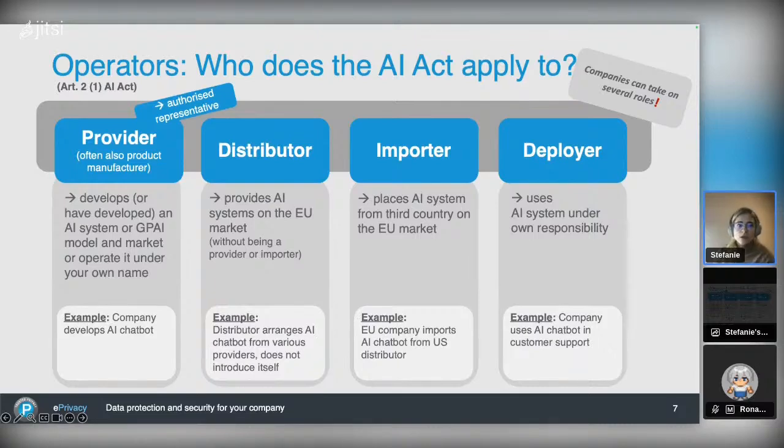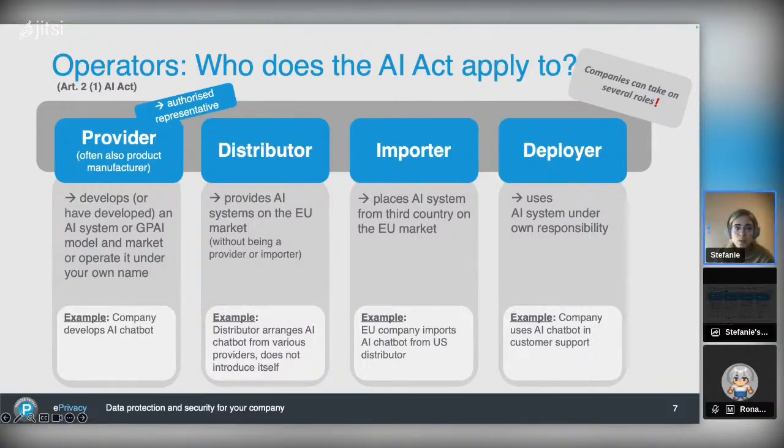The most frequent ones, and the ones who have the most requirements, are the providers and the deployers of AI systems. Providers of AI systems are companies that develop or have developed an AI system, and they bring it onto the market under their own name. So for example, a company that develops an AI system that is then used for analytics.